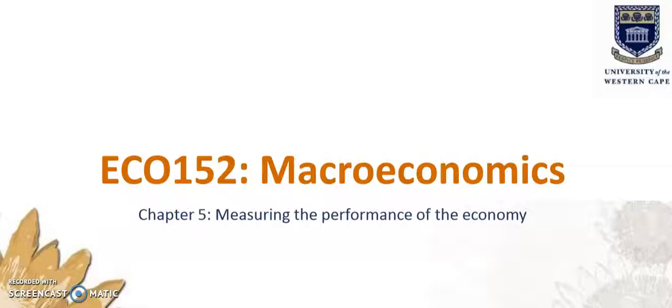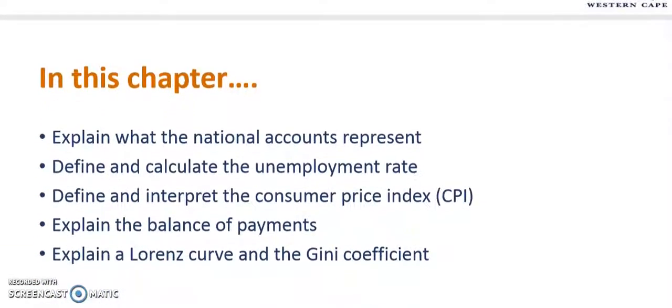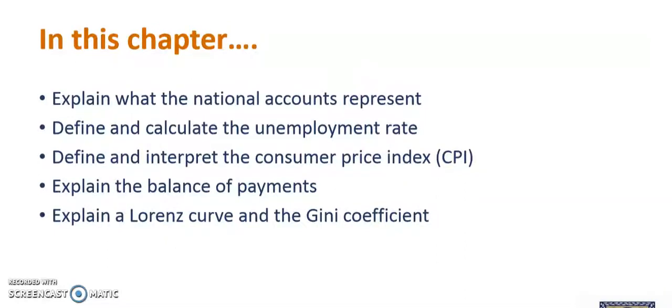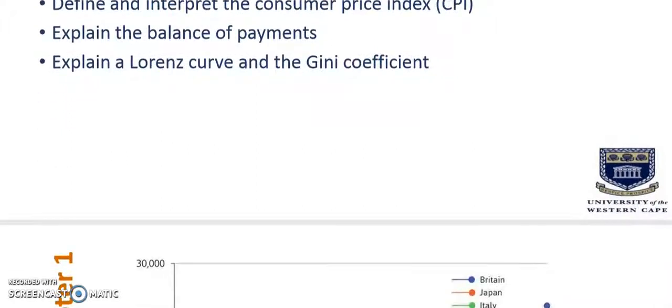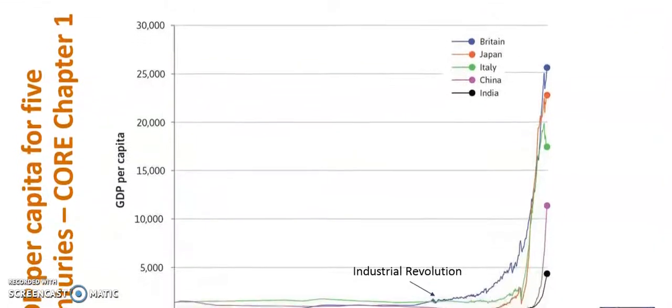In this video we are doing chapter 5 of the module, which is all about measuring the performance of the economy. Moving right along to the objectives of this chapter, we are going to explain what the national accounts represent, define and calculate the unemployment rate, and also define and interpret the consumer price index, which is known as CPI in short, provide an explanation for the balance of payments, and also provide an explanation for a Lorenz curve and the Gini coefficient.